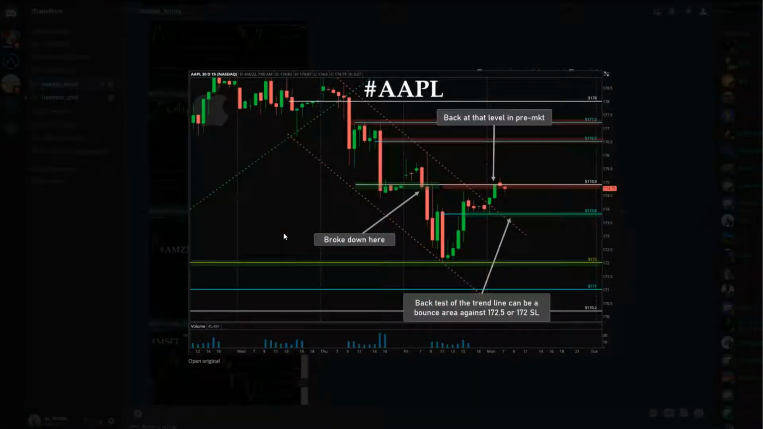So the Apple structure, as I put in the morning, was that if it backtests around 173.8, that's a good level to take a bounce from. And the way it was showing was that it was above the downtrend line. 175, 174.9 was the level. So if it goes above that, the level to target is 176.5. That's the key level above that.